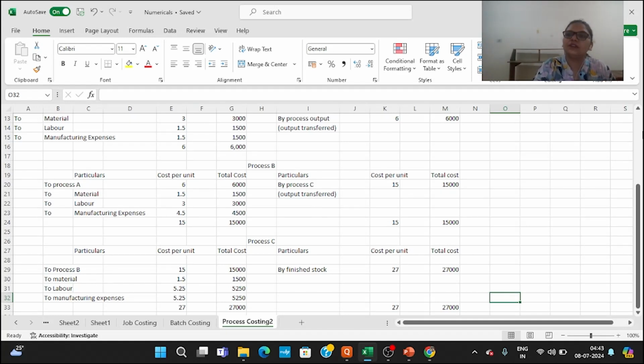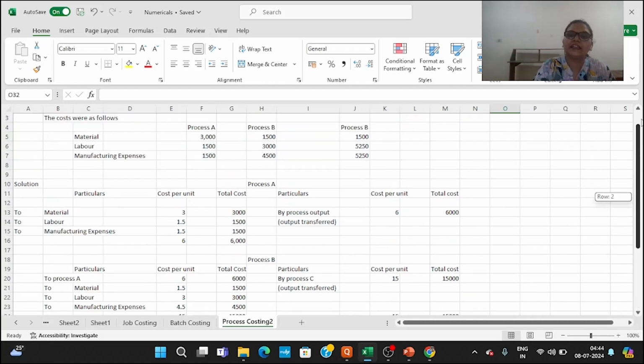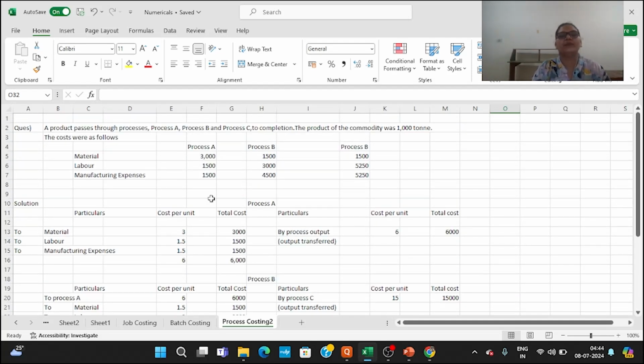Now, if there is any concept left to be understood, let me brief you again regarding this question. A product passes through three processes, process A, process B, and process C to completion. The product of the commodity was 1000 ton. The costs were as follows. Material, labor, manufacturing, and they have been specified for process A, process B, and process C. Now, first of all, we will take process A.